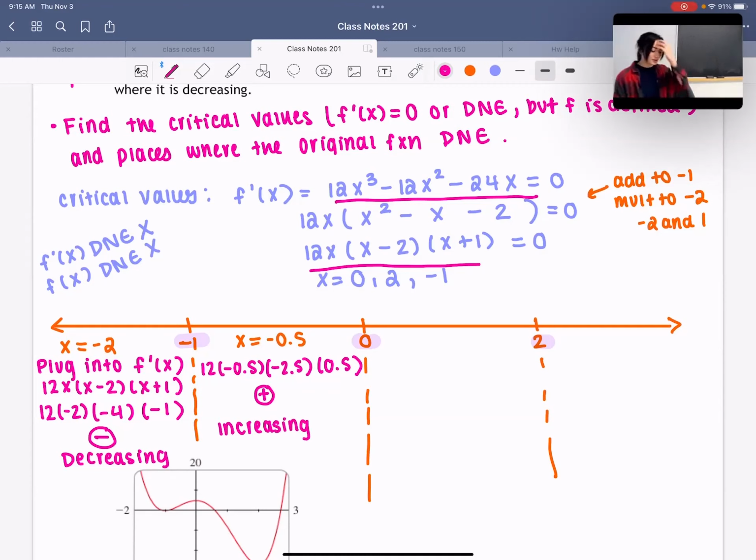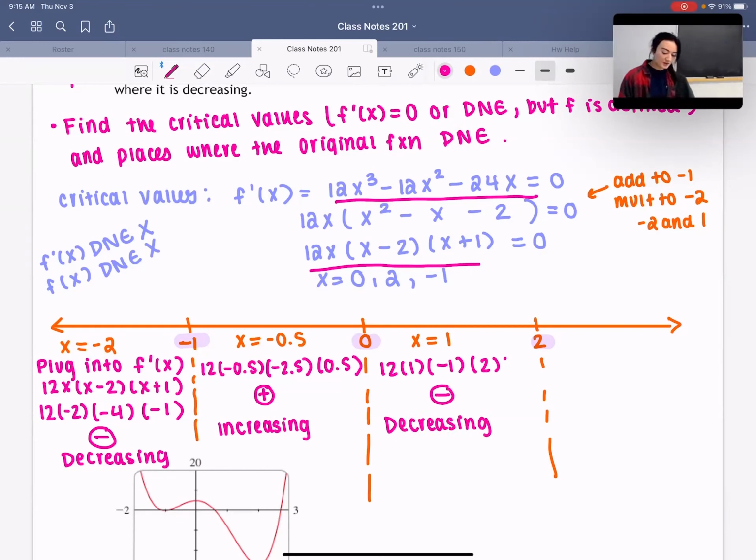Okay, let's keep going here. We got 0 and 2. What's a good number between those two numbers? 1, right? 1 is pretty easy to plug in. We got 12 times 1, 1 minus 2 is -1, and 1 plus 1 is 2. So I'm going to get a negative number here. So we got decreasing.